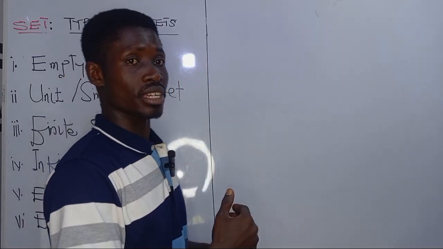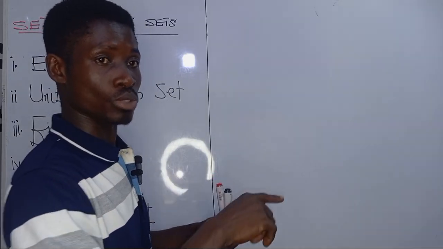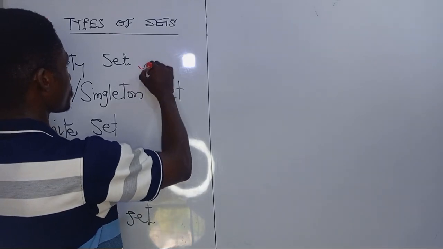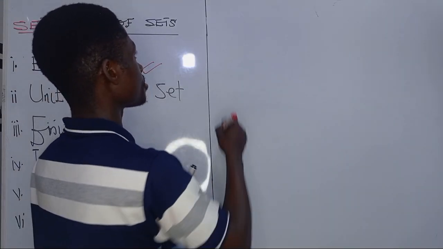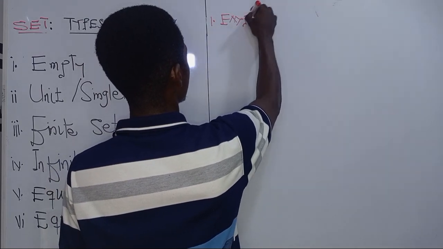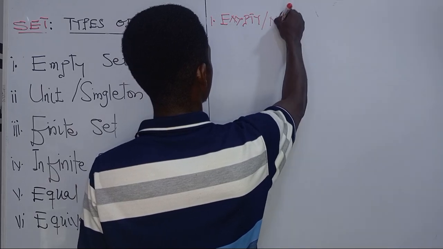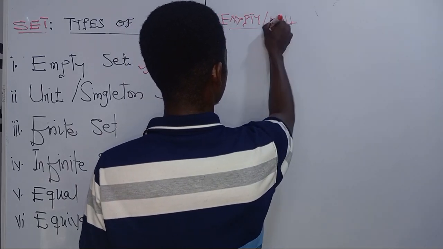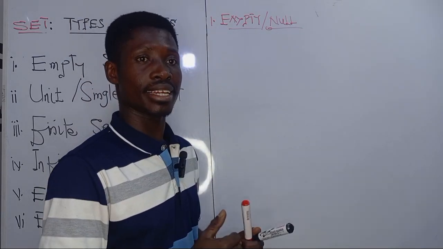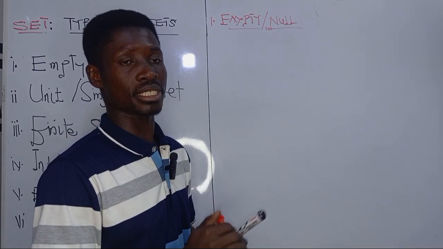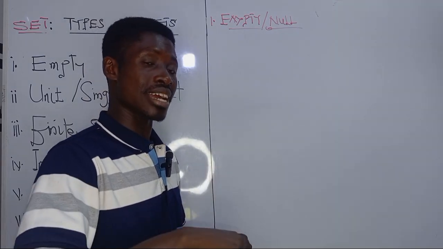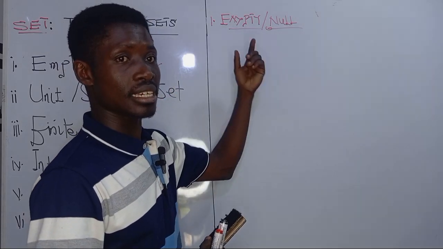So let's take them one after the other, and then we elaborate on them with examples. So the first one that we are starting with is what? The empty set. So when we talk about the empty or the null set, it is a set which contains no elements. So when you have a set which contains no element, then you can classify that set as what? An empty set.